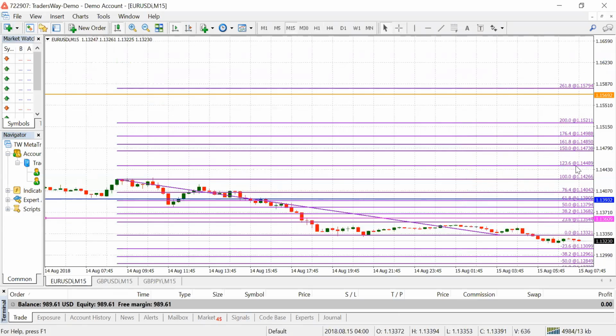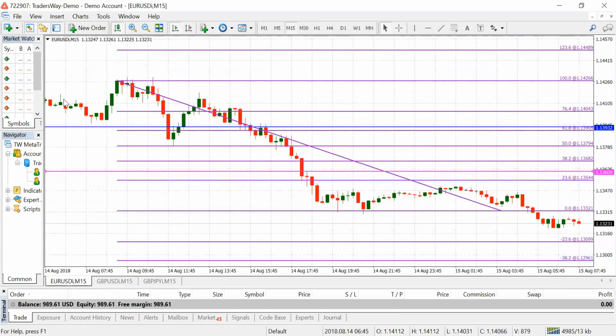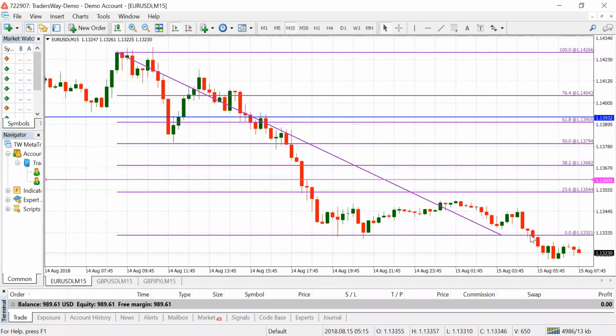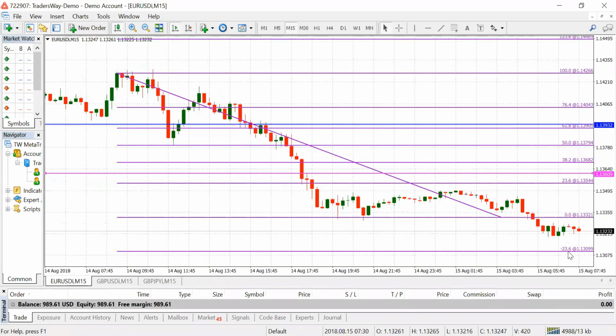As I move into my 15-minute chart, we see similar consolidation, downward pattern, downward, quite a bit of consolidation here. And basically the market has gone down past this next level of support here at 0.0, and the market has been between 0.0 and negative 23.6.